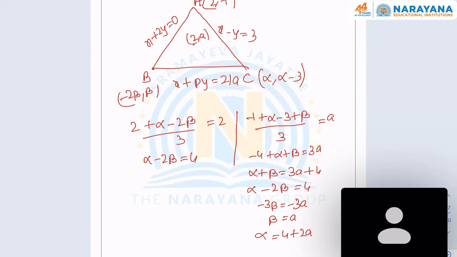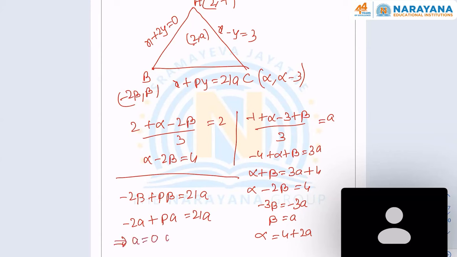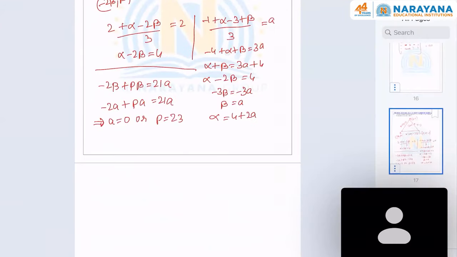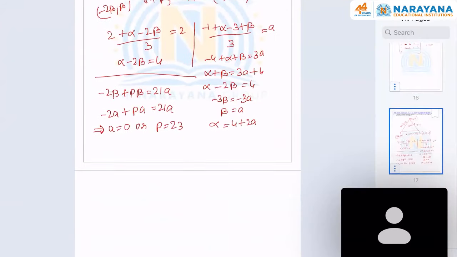Now this point B, minus 2 beta comma beta, lies on the line x plus py is equal to 21a. So I will substitute the point B in the equation of the line BC. Minus 2 beta plus p into beta is equal to 21a. So minus 2a plus pa is equal to 21a. So here either a is equal to 0 or p is equal to 23. Okay, we are getting two cases: either a is equal to 0 or p is equal to 23.